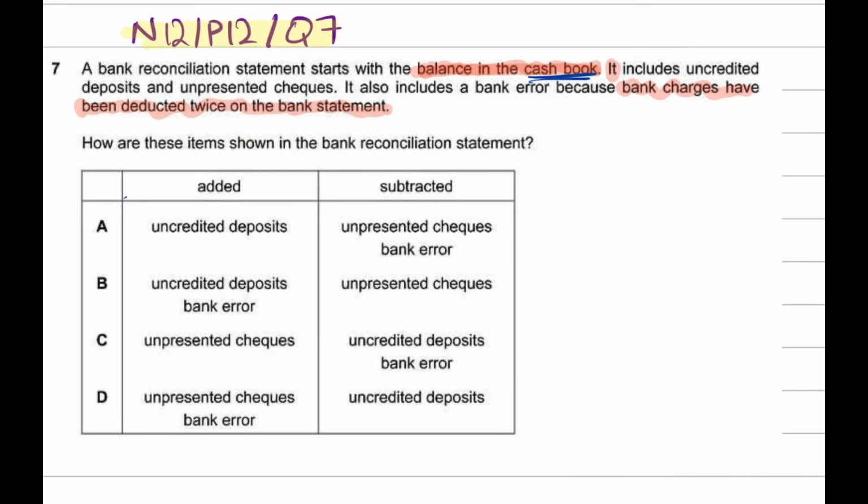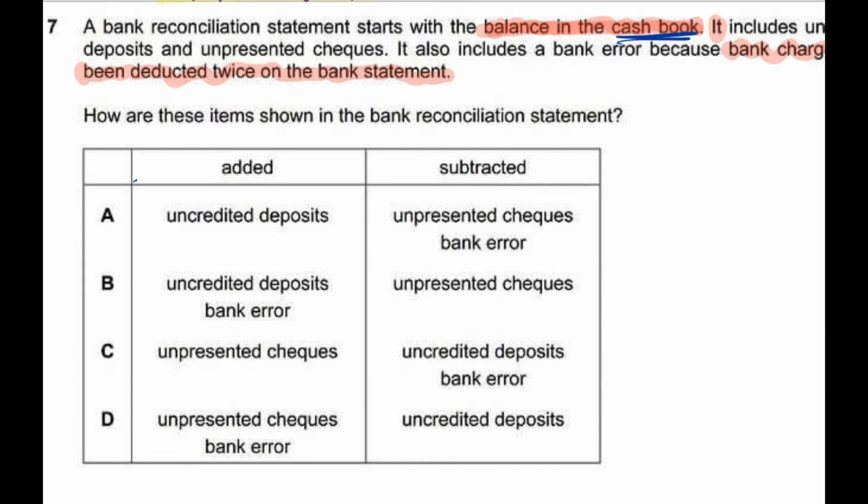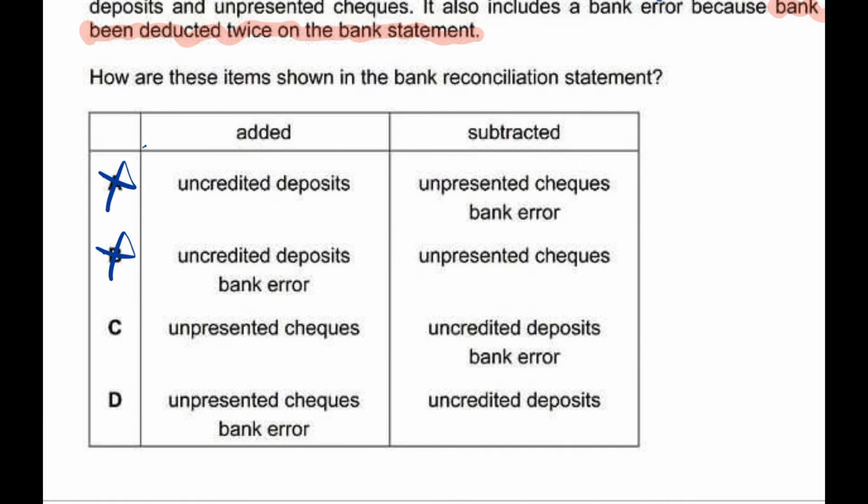So start with the cash book. Number one thing, what was added to the cash book? Unpresented checks, right? And what was deducted from the cash book? That was uncredited deposits. So first thing we can see is that options A and B are absolutely wrong, because we do not add the uncredited deposit to the cash book, we deduct them. So we're just going to remove these two options, and now we need to find a final answer from option C or option D.